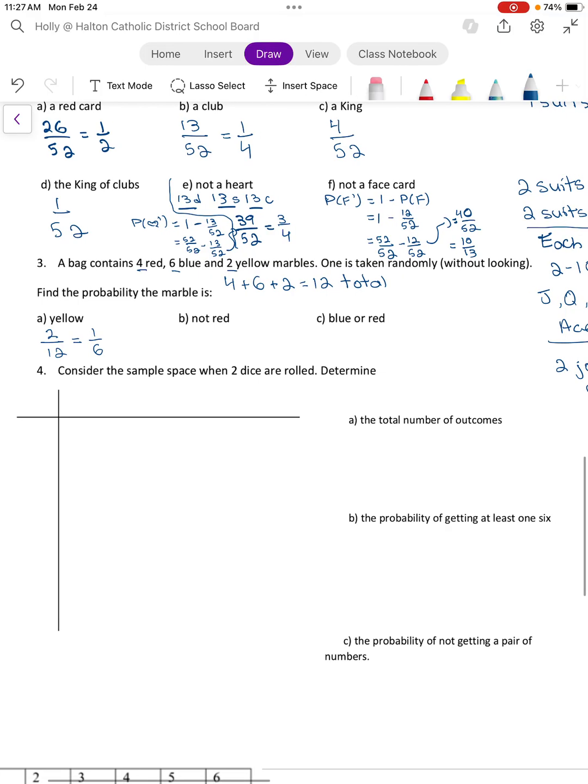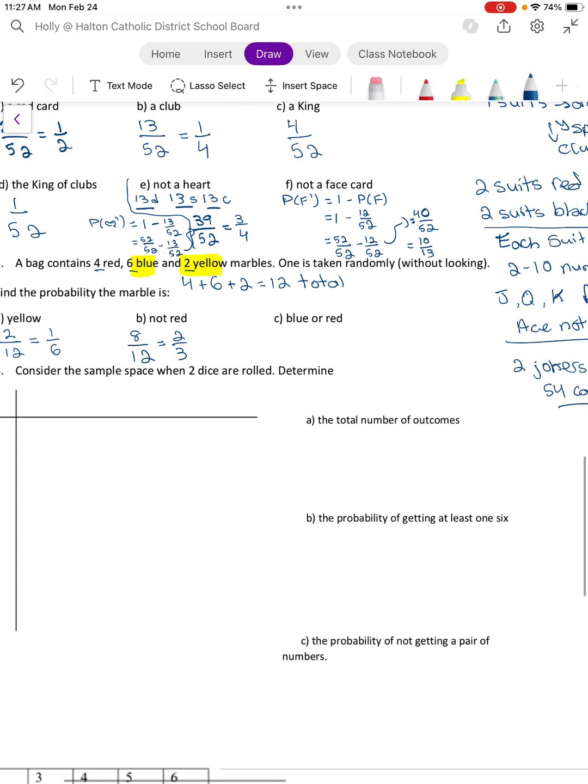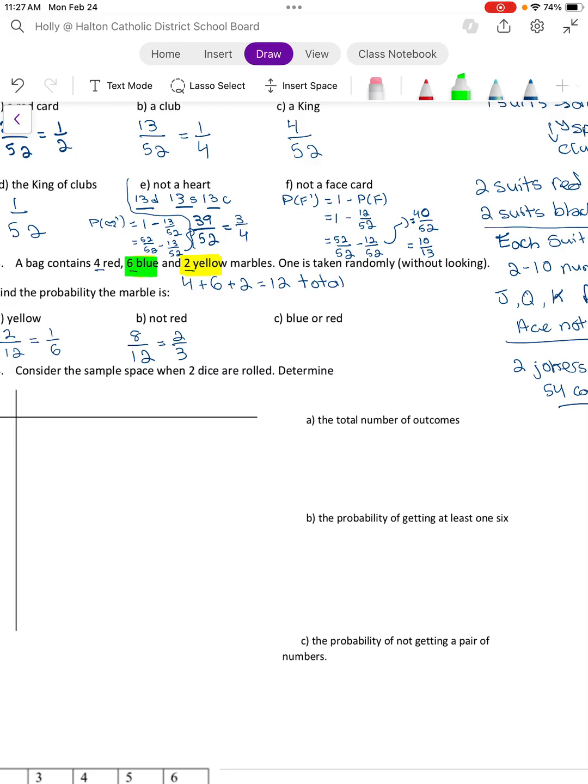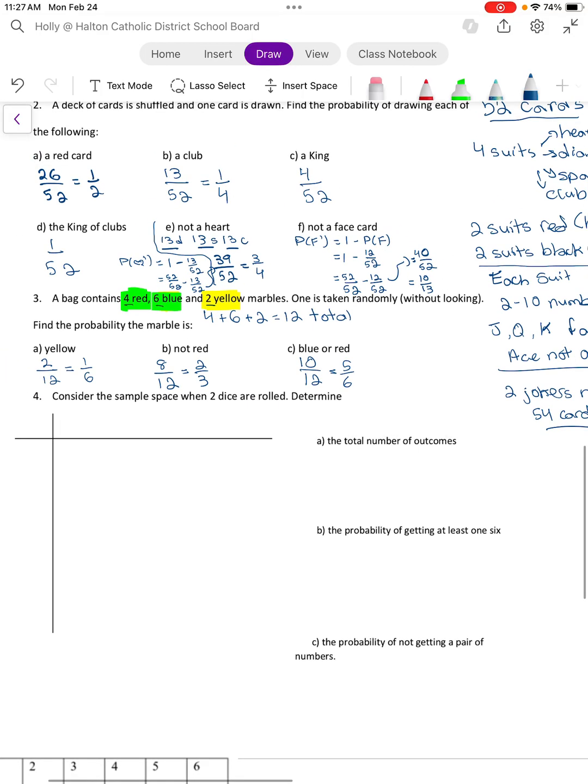The probability of not a red. So I'm looking at 6 blue and 2 yellow. So in total I have 8 possible outcomes out of the 12, which will reduce to 2/3. And a blue, let me see if I can change the color here. Blue, so I have a blue here, or a red would be 10 out of the 12, which is 5/6. So that is the marbles.